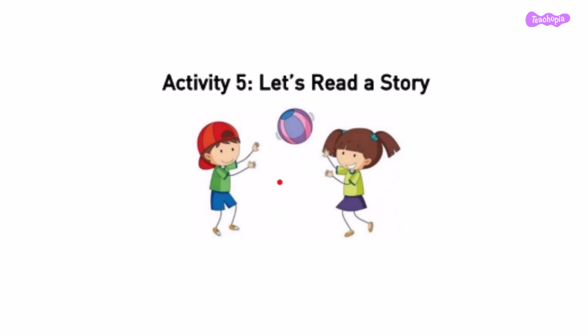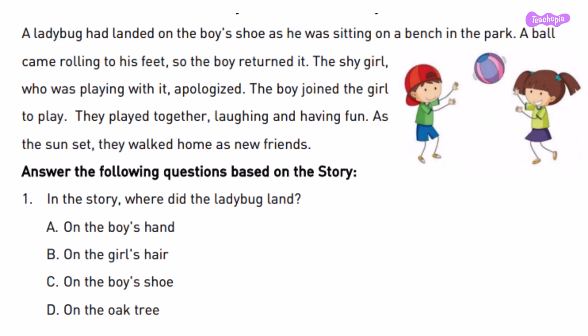Activity 5. Let's read a story. Here, there is a small excerpt of a story given. Have the learners read the story and then answer the questions based on the story they have read. For example, question number 1. In the story, where did the ladybug land? Learners can refer to the story and select the answer on the boy's shoe.